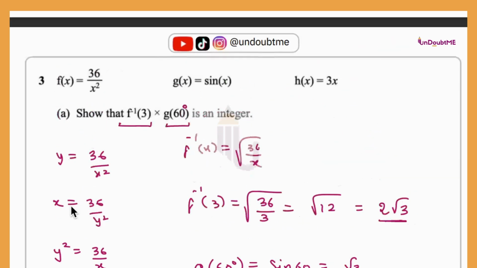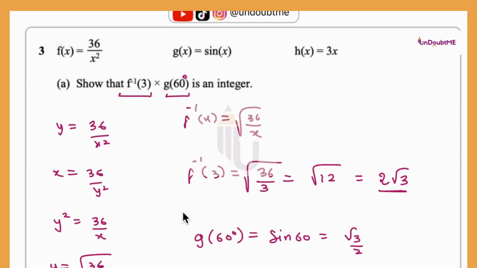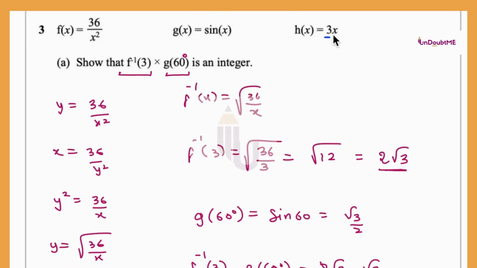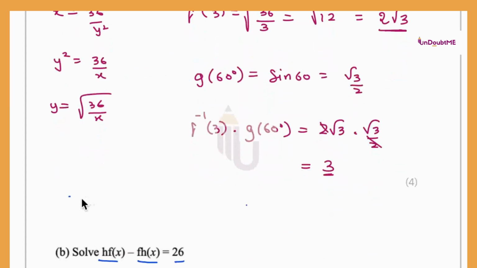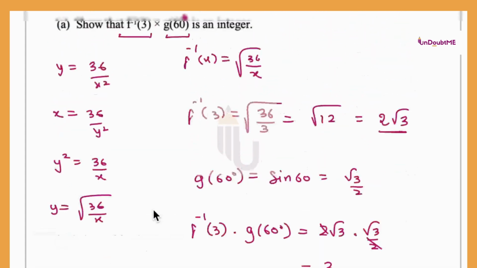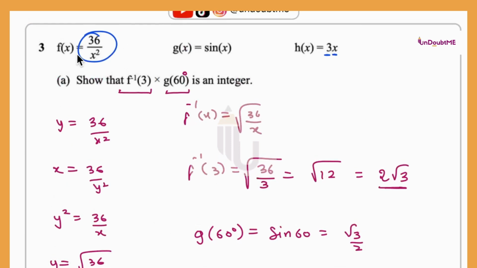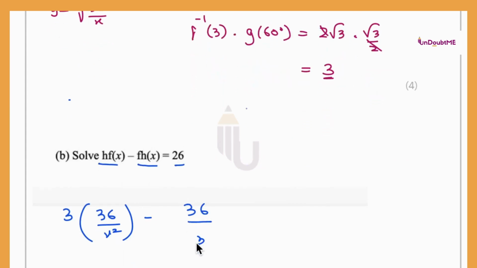It is done. Next part is solve h of fx minus f of hx is equal to 26. H of fx means in h we have to put fx. So wherever you see x, you have to just put this whole fx value. Okay, so it will be 3 of 36 by x square minus f of hx. In f, wherever you see x, you have to put hx value. So it will be 36 over 3x whole square, and that is equal to 26.